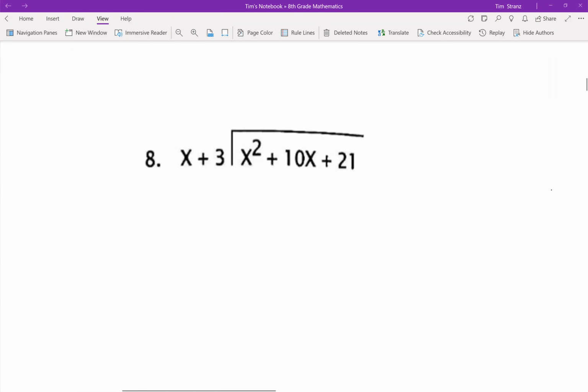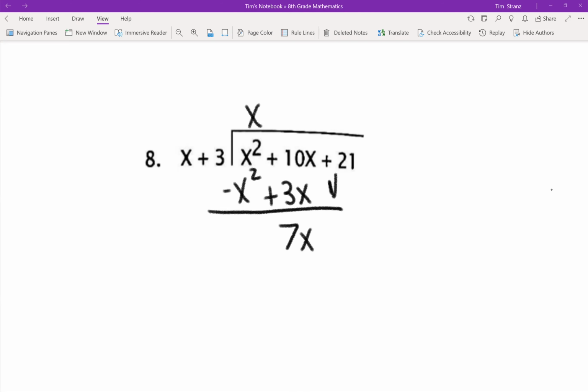Okay, number 8. Once you get the pattern of these, they're not as hard anymore, right? You kind of see where you're going with them. So the first term, again, is going to be x. Multiply that out. X squared plus 3x. 10 minus 3 is 7x. Bring down my 21.